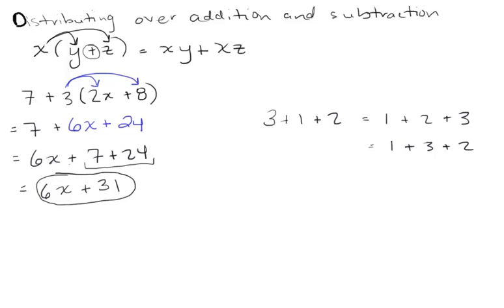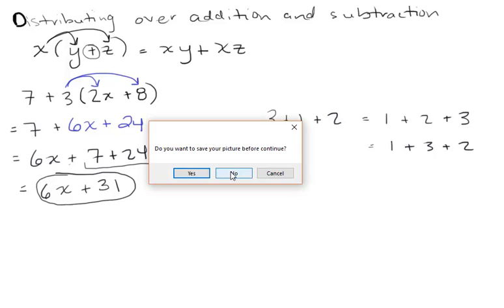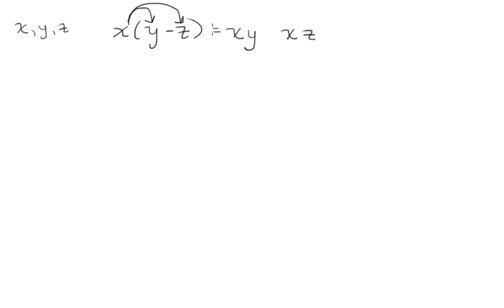Now let's try one with subtraction. So when we distribute over subtraction, we have real numbers, x, y, and z, and for those real numbers, if I have an expression, x times the difference, y minus z, then I can distribute over the subtraction. I distribute my x to the y, x times y. I distribute my x times z, and then I carry my subtraction symbol.